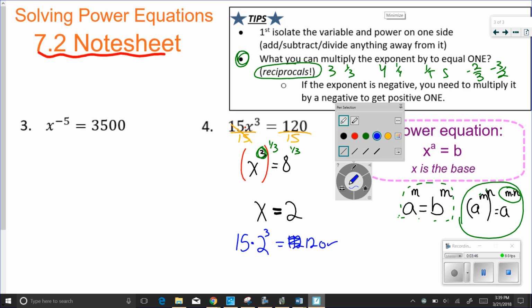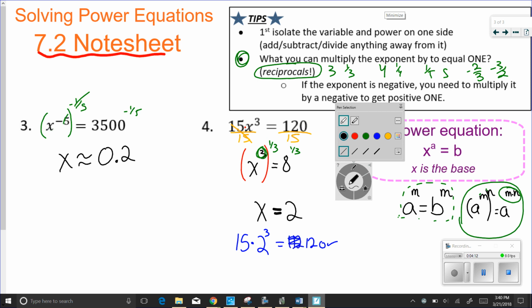Okay, number 3, we have an exponent of -5. Reciprocal of -5 is going to be -1/5. So taking both sides to the power of -1/5, goodbye, goodbye, that cancels. So x is about 3,500 to the power of -1/5 gives us about 0.2.